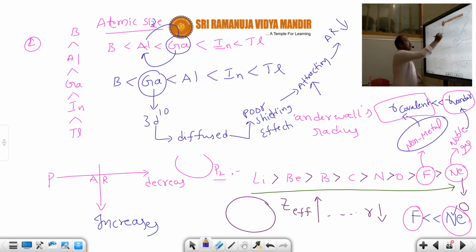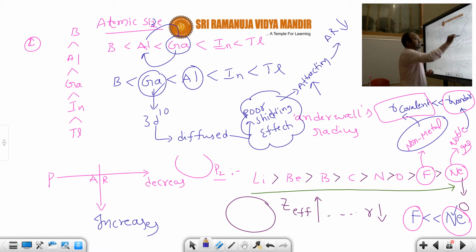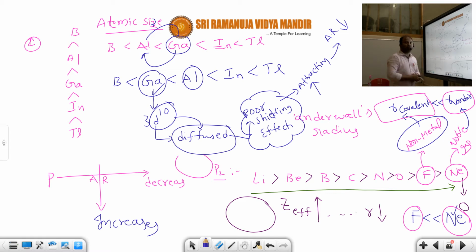That's why gallium's atomic radius decreases. Compared with aluminum, why does gallium have a smaller atomic size? Due to the poor shielding effect. Why does it exhibit poor shielding effect? Because the d subshell is completely filled. The d orbital has a diffused nature; d and f orbitals both occupy more area. When the nature is diffused, there is poor shielding effect.